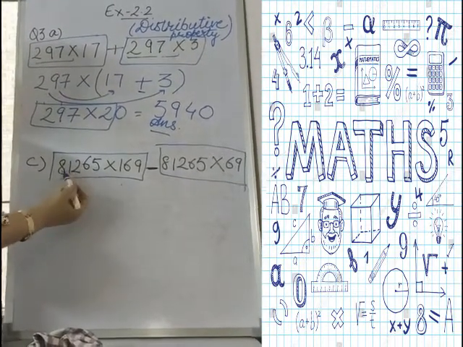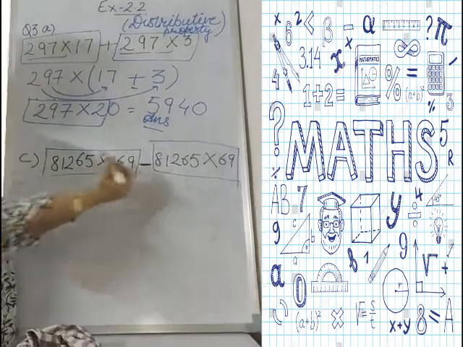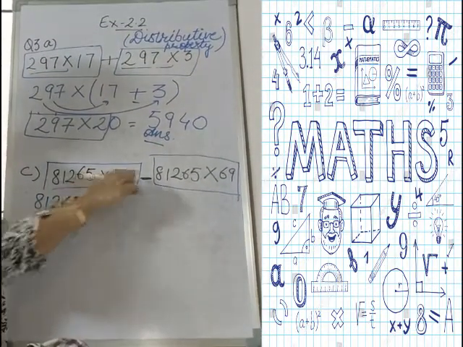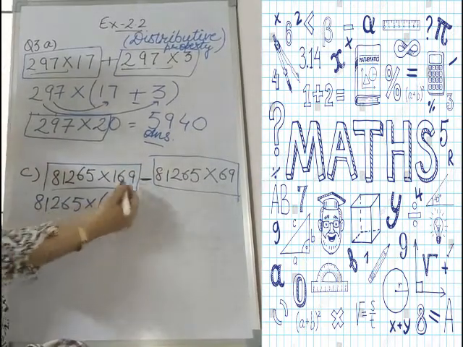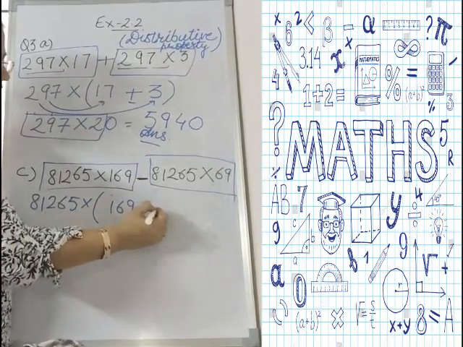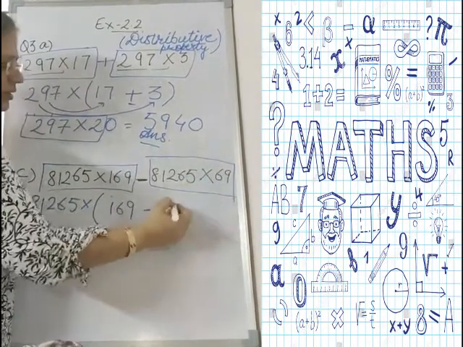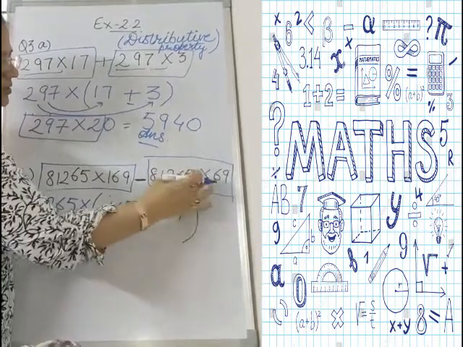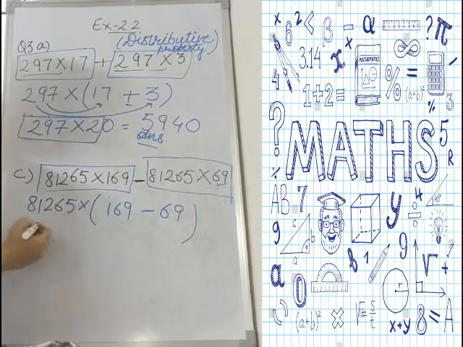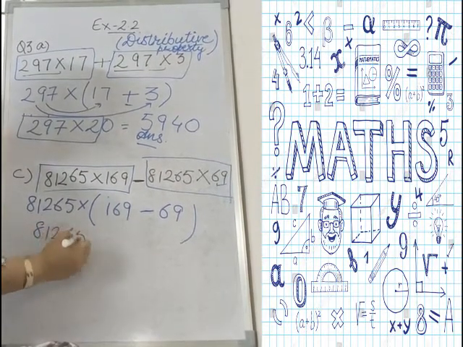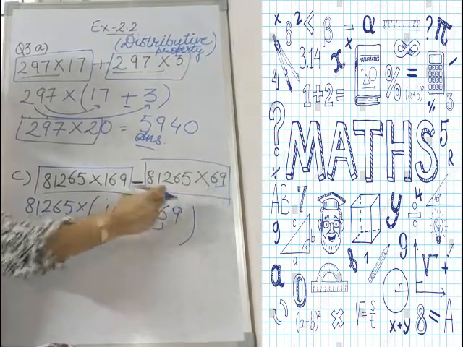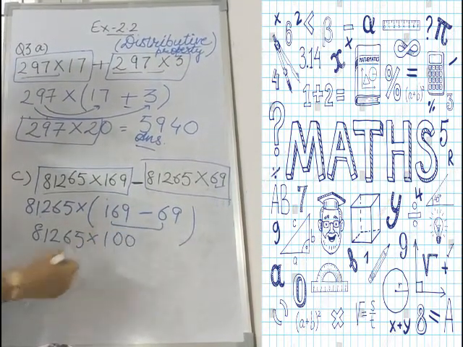In this part, I have 81,265 common. So again, I will take it out with multiplication sign. So you are left with 169 in the bracket. Then you have minus sign in between, put minus sign, and again in the second term, this term has gone out, so you are left with only 69. So you can see here in this, you have to solve the bracket first. 169 minus 69, that would be 100.